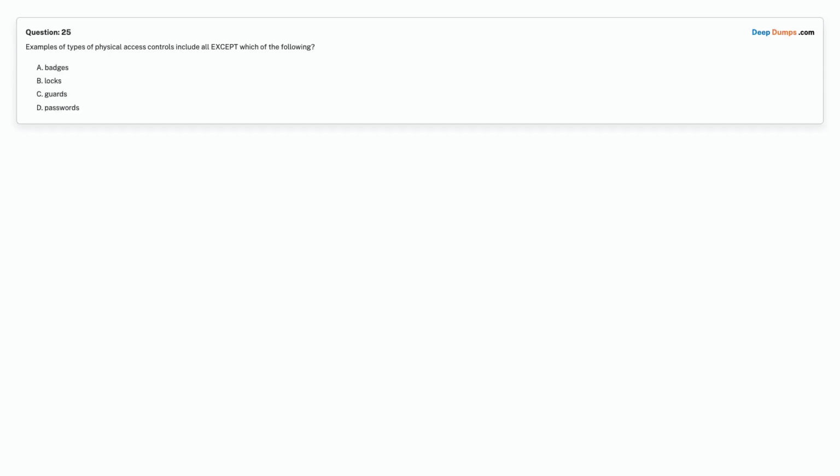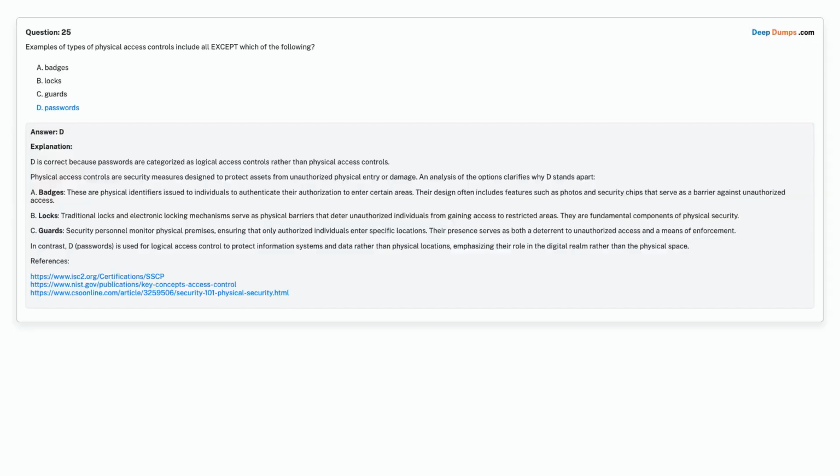Question 25. Examples of types of physical access controls include all except which of the following? Option A. Badges. Option B. Locks. Option C. Guards. Option D. Passwords. Choose the correct answer. Correct answer is option D, passwords.